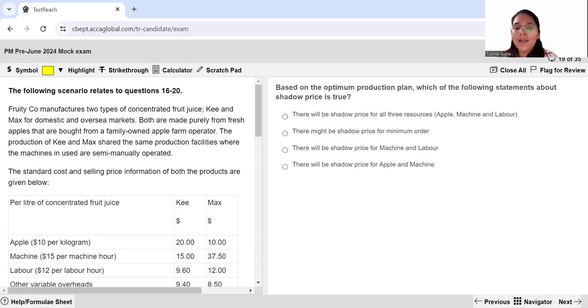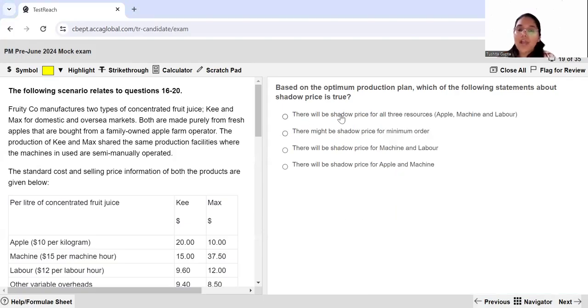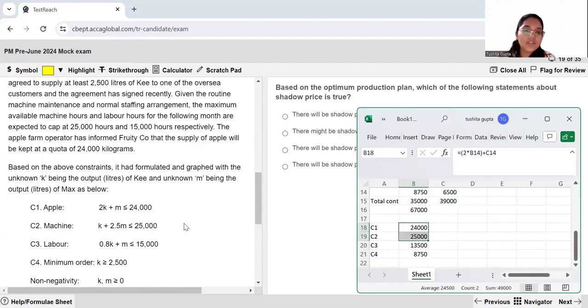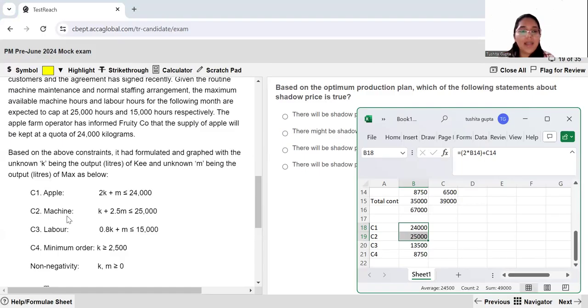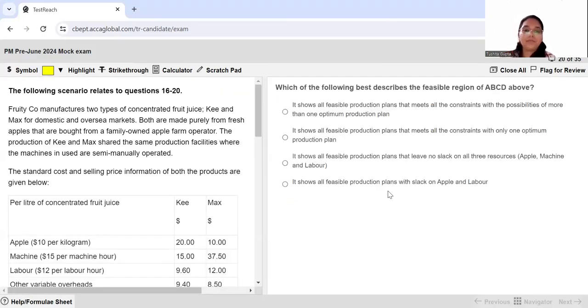We still have capacity left when it comes to the C3 constraint. The capacity is 15,000, so this resource is not an issue. These two resources, if we get more, we will be able to increase our overall profit. So there will be a shadow price for all three resources is incorrect. There might be a shadow price for minimum order? No. There will be a shadow price for machine and apple, exactly the first two constraints. So this over here is your answer.